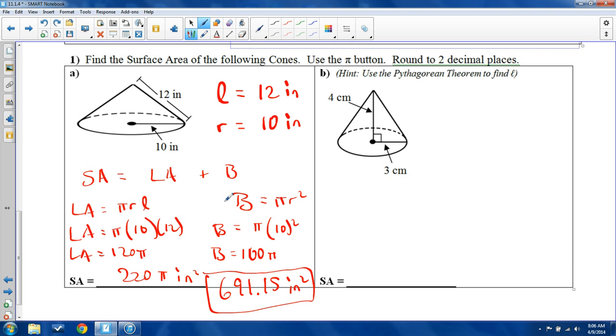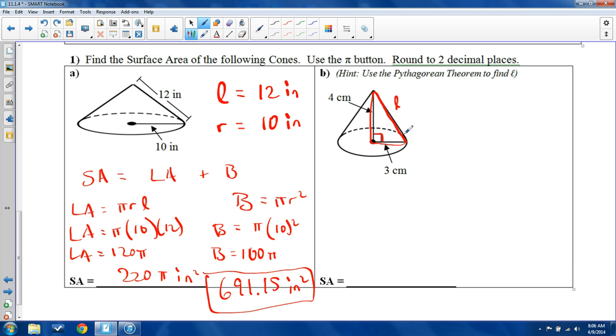Okay, one more time, and this one's a little bit different because now you have the height of the cone. Remember, the height of the cone goes perpendicularly down. Slant height is over here, this guy. So if we took out a cross-section of this cone, we're just looking at a right triangle here. And they actually give you a hint on this: use the Pythagorean theorem to find L.